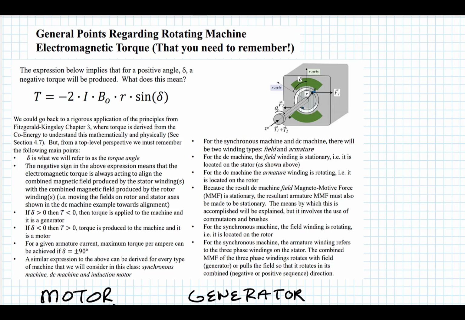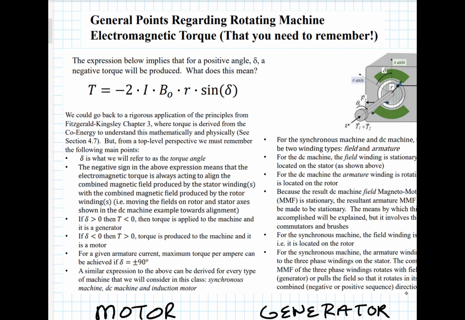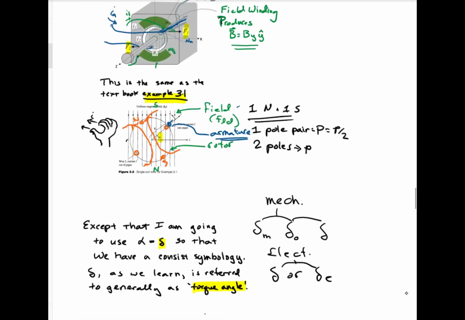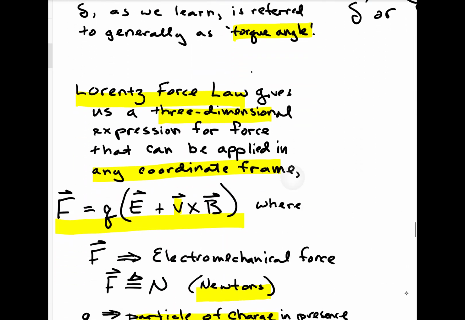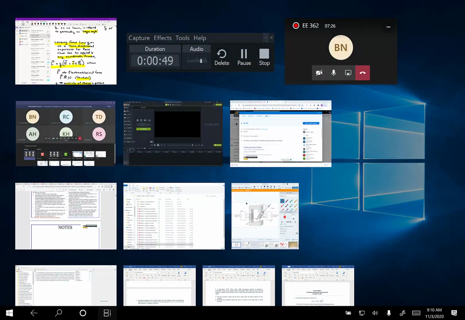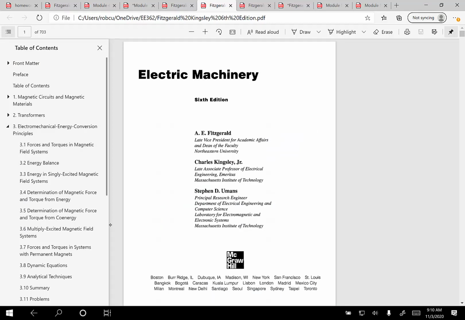You just remind me, where did that negative come from? It's a great question. Very good question. Let's go back to the previous, the last lecture. I'm going to go to the textbook because I think it might be a little clearer on that one. It's really just a matter of convention, first of all.